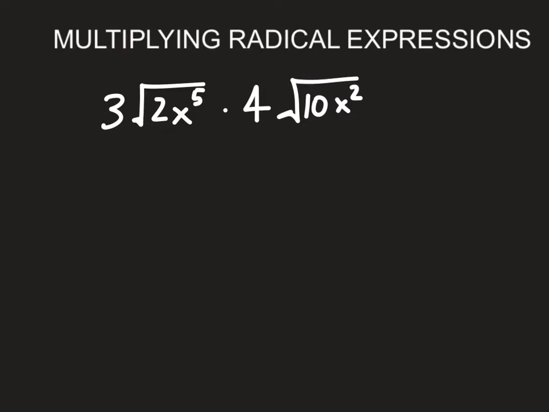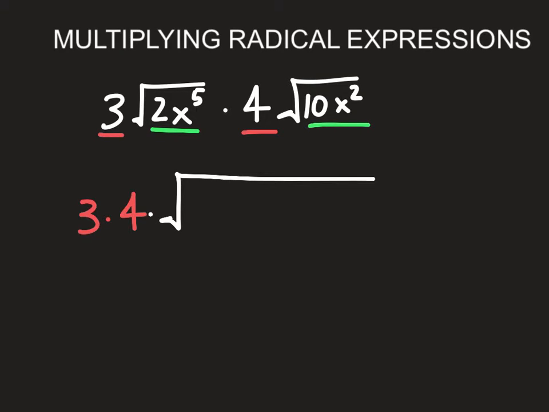So, first things first, you've got this radical expression: 3 times the square root of 2x to the fifth times 4 times the square root of 10x squared. The first thing I'm going to do is multiply the parts that are outside, and then multiply the things that are on the inside, all right? So I'm going to take 3 times 4, reorder that, and write the square root, and then do 2 times 10 times x to the fifth times x squared, okay?